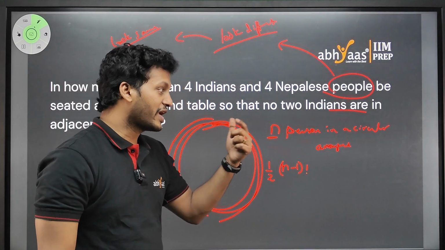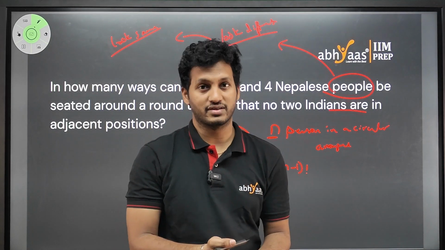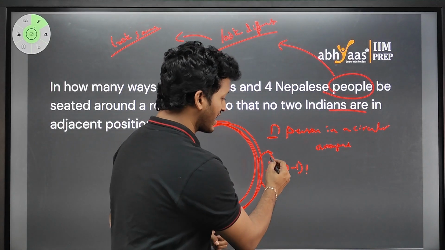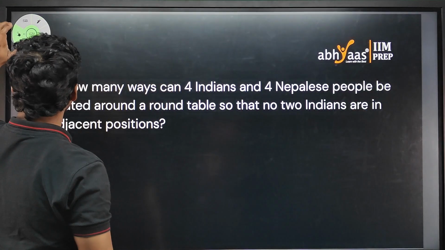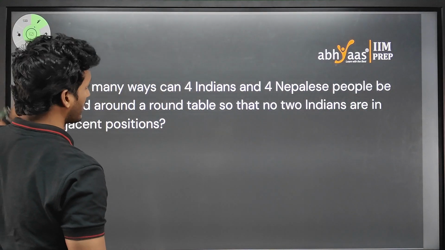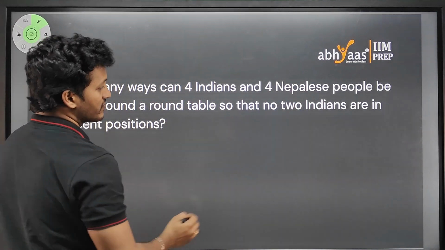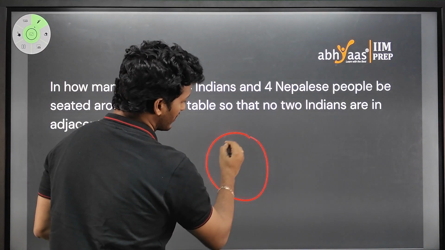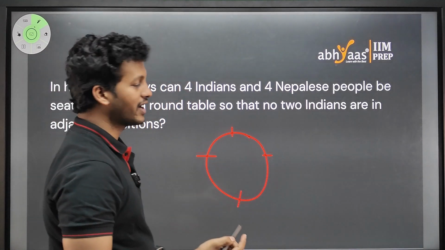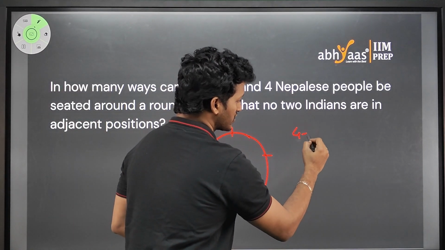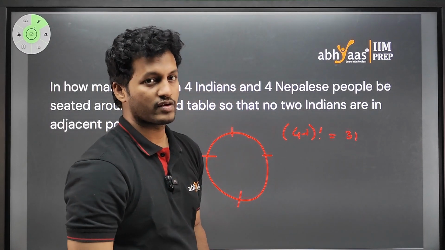In case of lookalikes, that is flowers or beads, I have to have this arrangement. Remember that. So here, 4 Indians and 4 Nepalis have to be arranged around a round table. For that, the first thing we have to do is arrange the 4 Nepalis in 4 minus 1 factorial, that is 3 factorial. Fine.